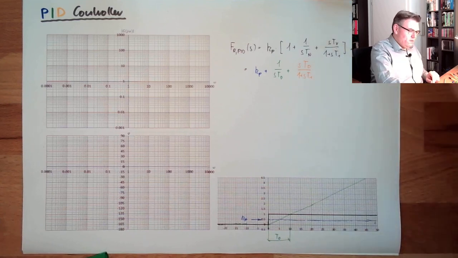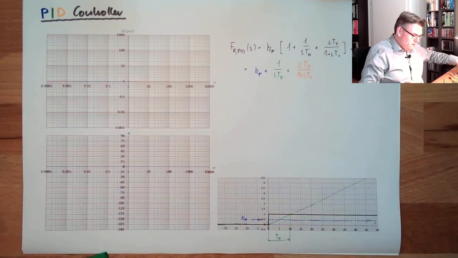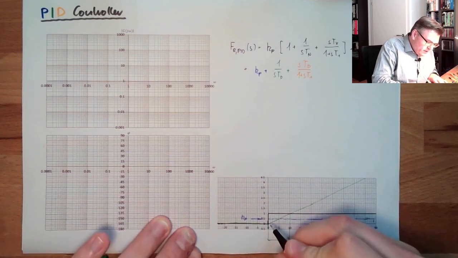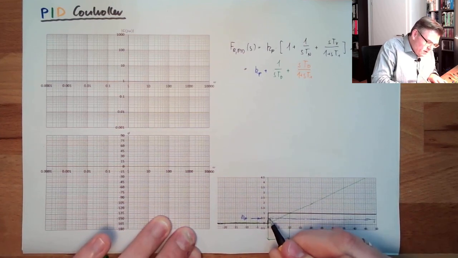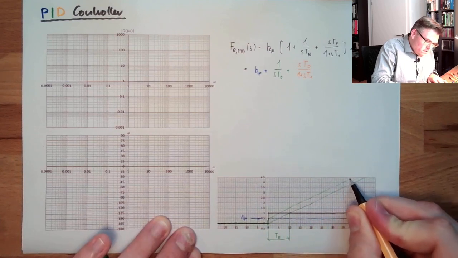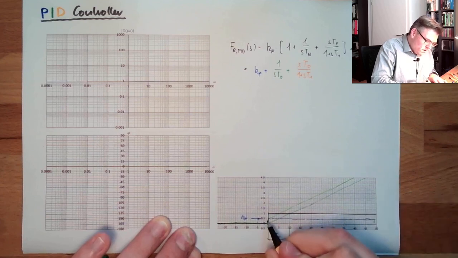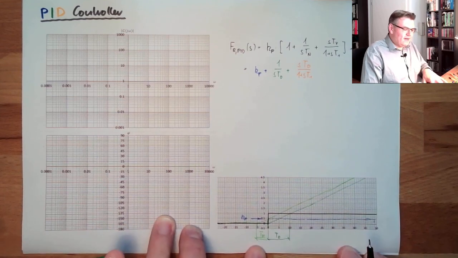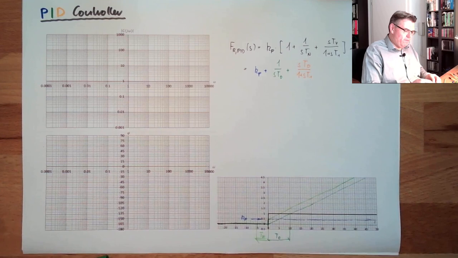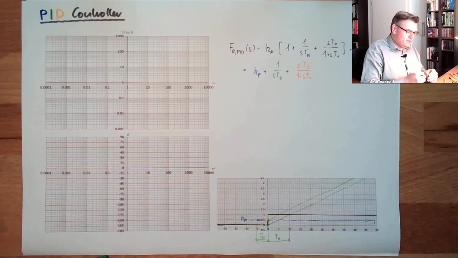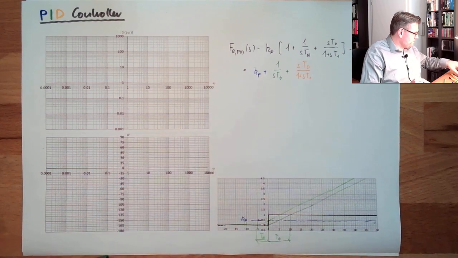So let's draw it. The PI element would then look like this, here jump, and here parallel, and here we even see this TN. We've discussed this when we discussed the PI element. So this jump here to KP and then rise, this is the first two parts.